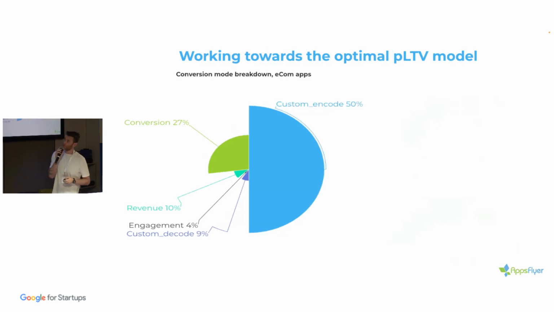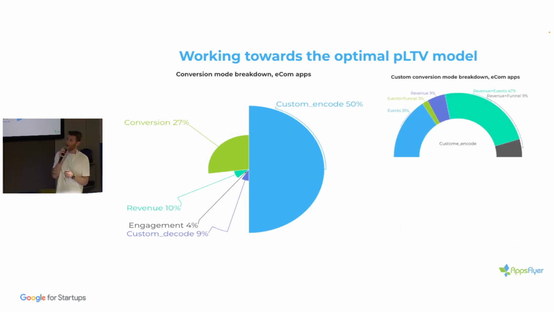Moving into e-com, still 50% of apps are using custom mode. When they use custom mode, we see that the focus is actually on revenue. So it's revenue, or revenue with funnel, or revenue with events. When I was digging inside those configurations, it was pretty clear that they are measuring towards pLTV. Gaming can also measure to pLTV, we saw it previously in the Pixel presentation, but it's very clear with e-com.